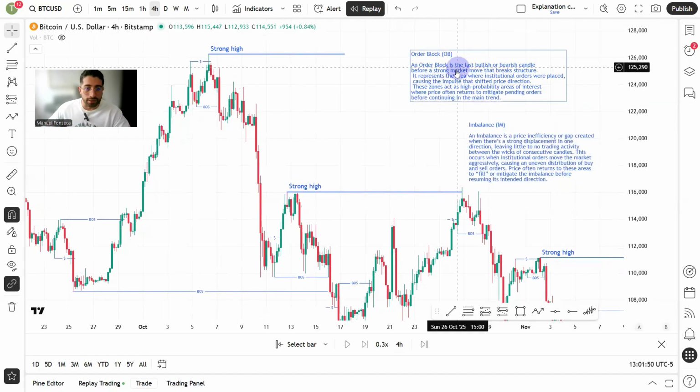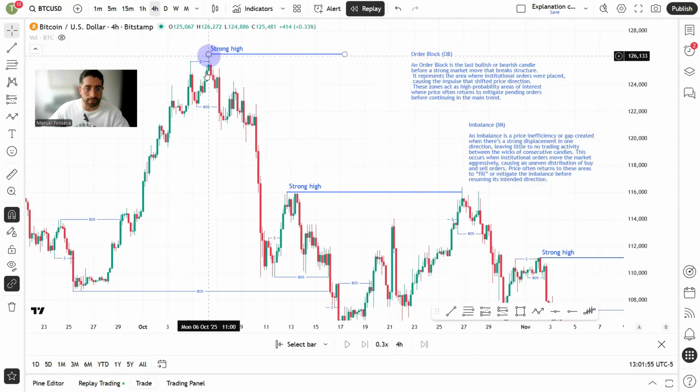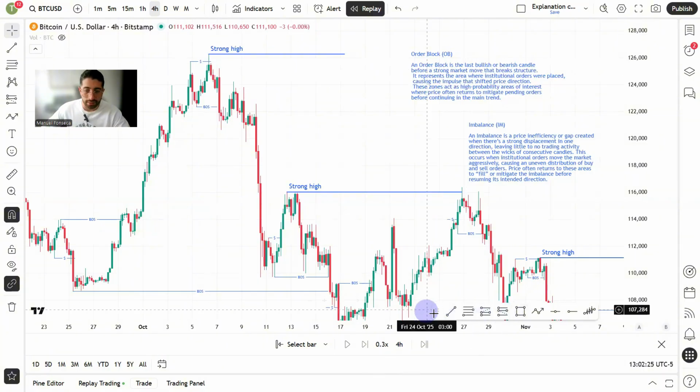So order blocks, let's try to find the order blocks. Remember that we said that we have the extreme or creator of the movement, which was the last bullish candle prior to a strong market move that breaks the structure. So this was the first order block, because the one who breaks the structure was this green candle, but actually it was this one. I'm going to show you why. Look.